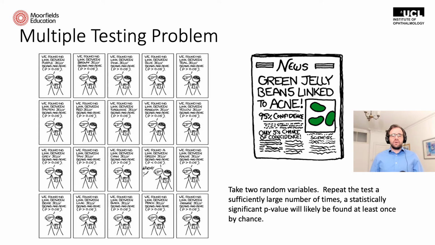So how do we get around this? You can probably think about it yourself. If you're repeating a test multiple times, then what's a logical way of working around this p-value threshold? Clearly we need a more stringent threshold, right? So that's what we're going to be doing.